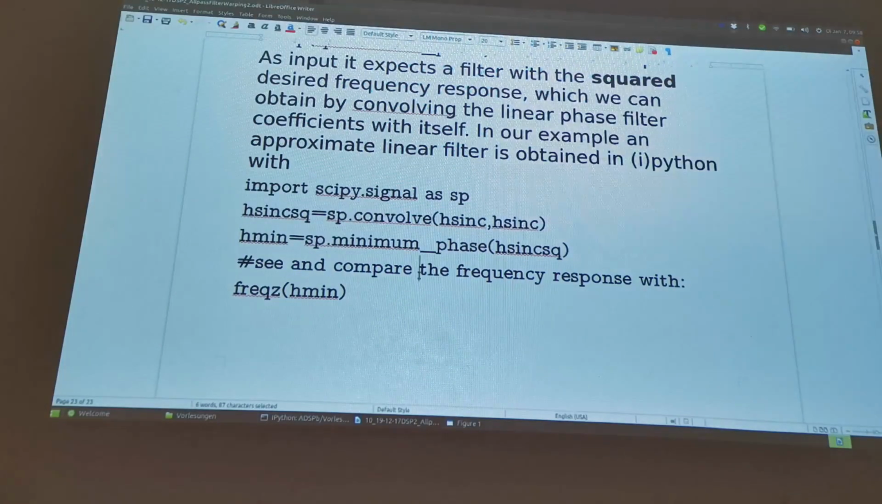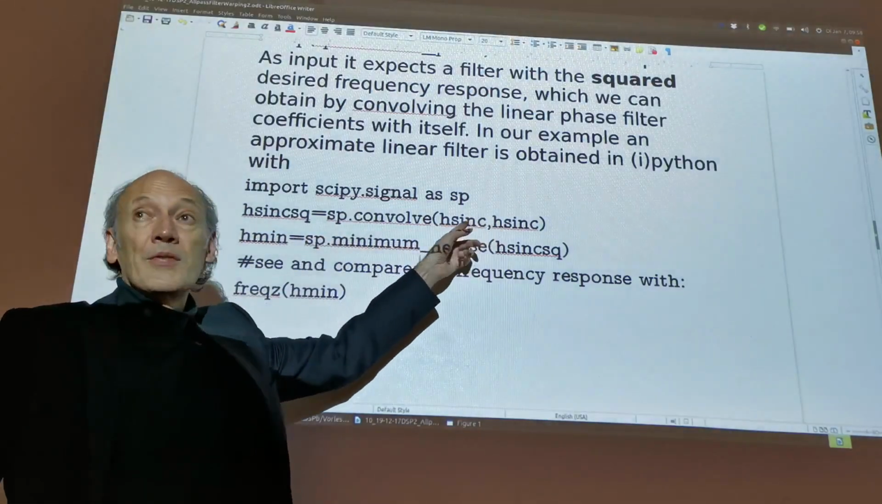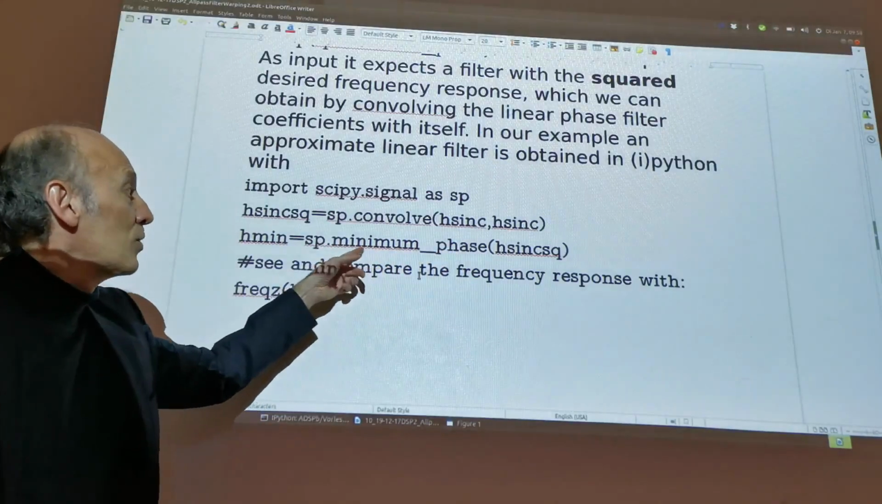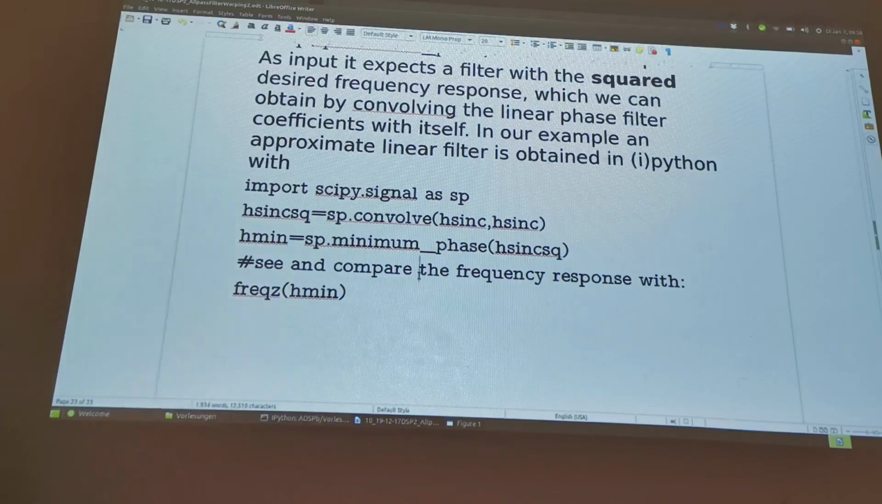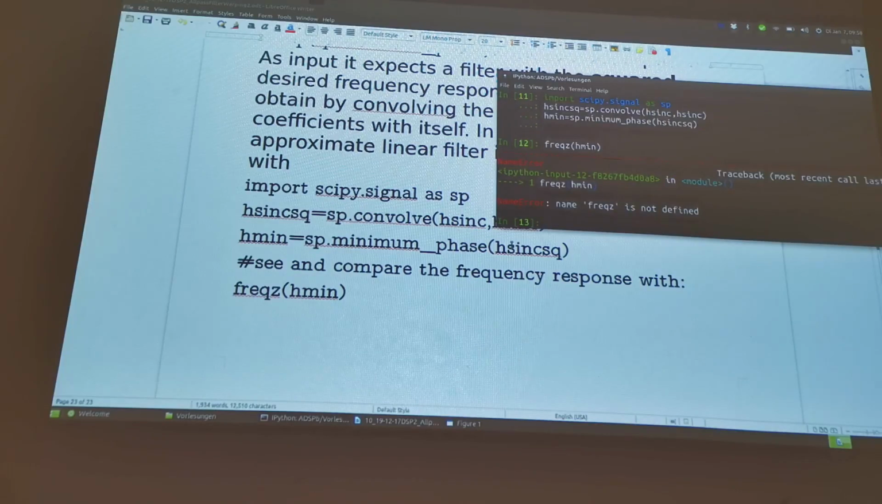Yeah. So you can see here the first step is to convolve our hsinc filter with itself, the linear phase filter. In our case, it's this piece of the sinc function, but in general, you would use REMEZ to obtain a filter, for instance. Then convolve it with itself, then apply this function minimum phase to the squared version, and then you get the minimum phase version. And let's see what we get. Let's look at hmin. Oh, import.